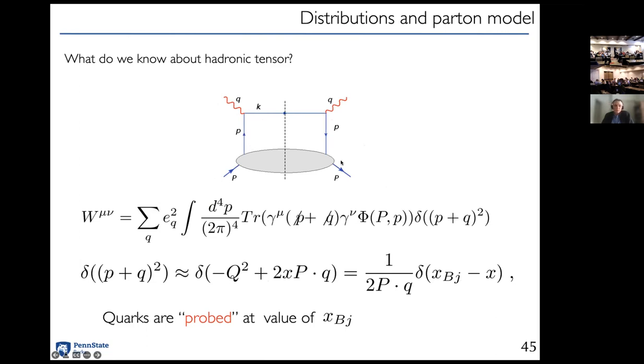So we don't take into account yet gluon radiation. It means that at this low level diagram, quarks are probed at exactly the value of x Bjorken. And that's an incredibly important fact to remember all the time, because the x Bjorken variable is not what is in the correlator. In the correlator, x can be anything from minus infinity to plus infinity in principle. But kinematically, once we have this interaction, x Bjorken becomes actually the variable that describes the collinear momentum of the parton.